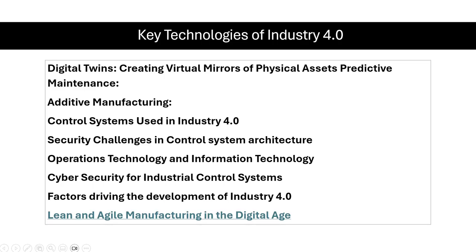The key technologies of Industry 4.0 will also include digital twins, additive manufacturing, control systems used in Industry 4.0, security challenges in control system architecture, operations technology and information technology, cybersecurity for industrial control systems, factors driving the development of Industry 4.0, and lean and agile manufacturing in the digital age.